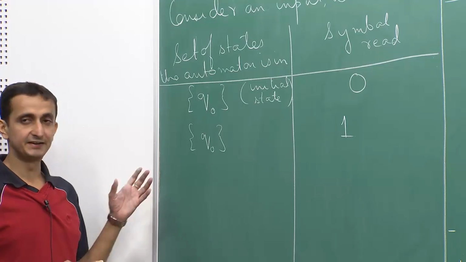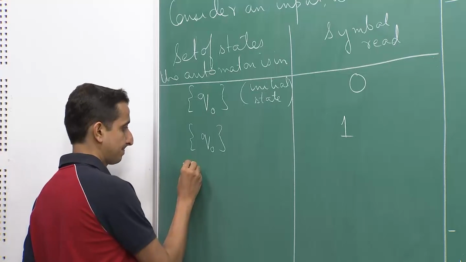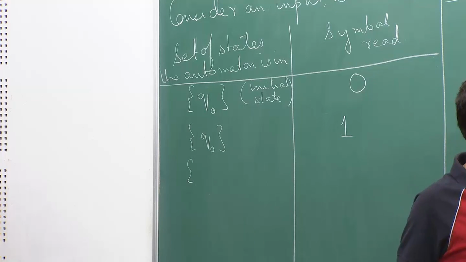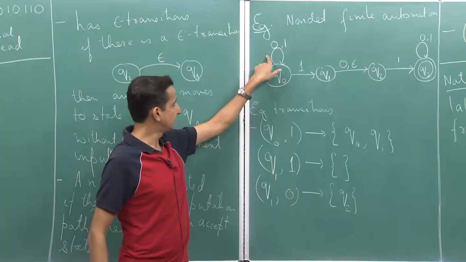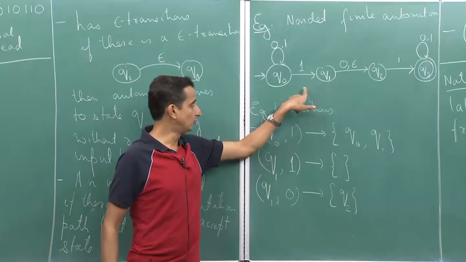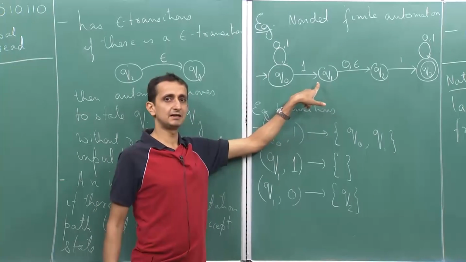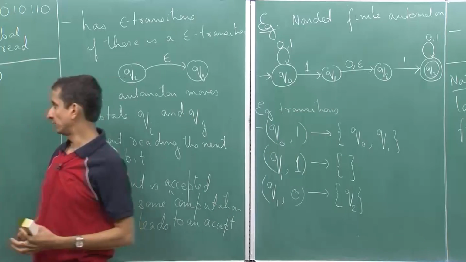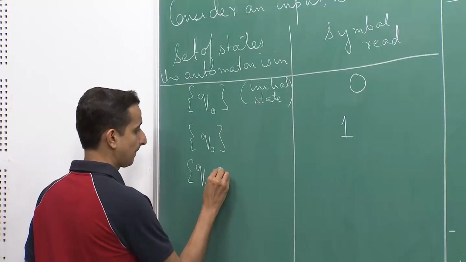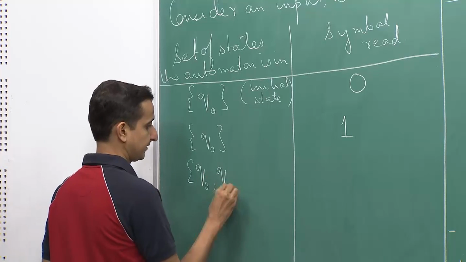The second symbol is 1. What happens when it reads a 1? Okay. So, when the automaton reads a 1 from Q0, note that it stays at Q0 because there is a 1 over here. It goes to Q1 also because there is a 1 over here. So, it goes to the states Q0 comma Q1.